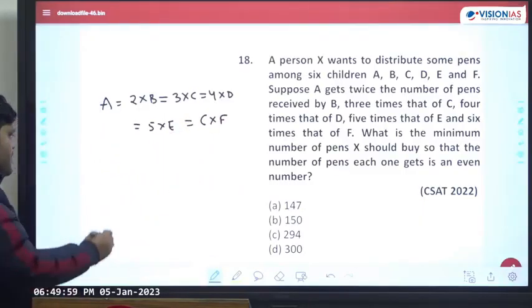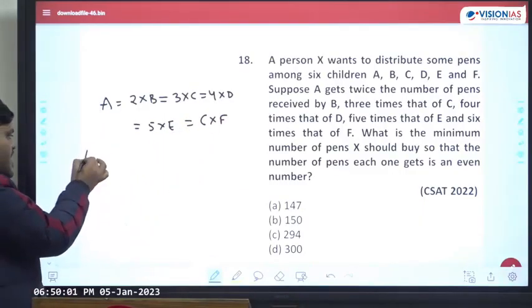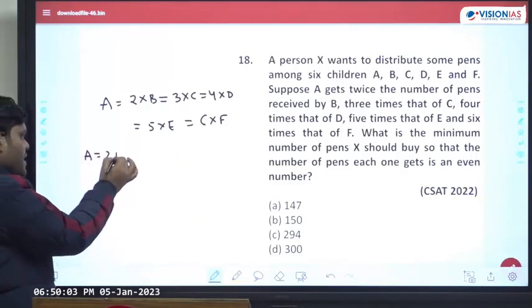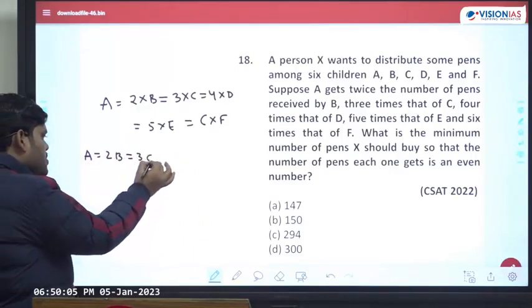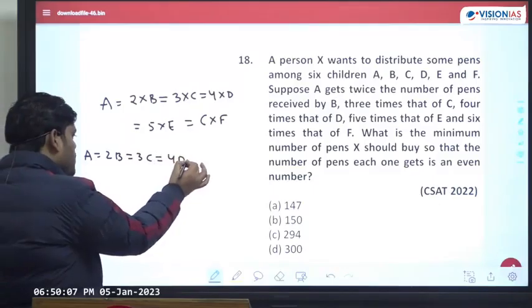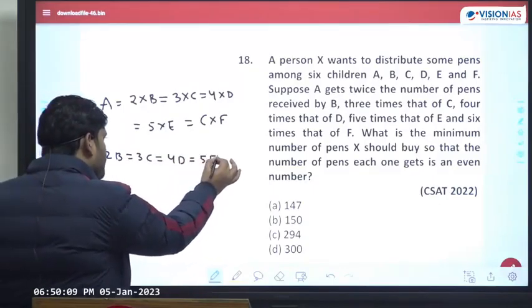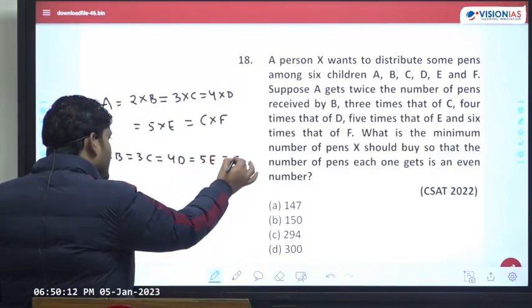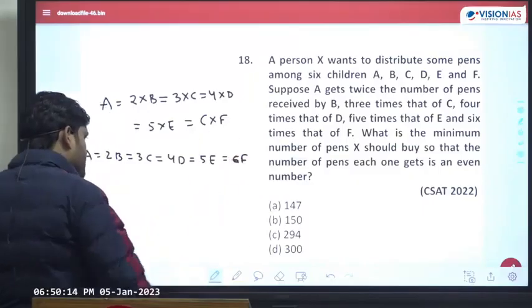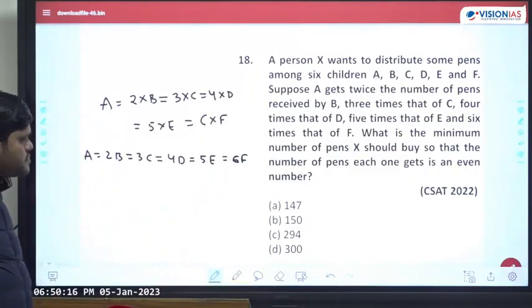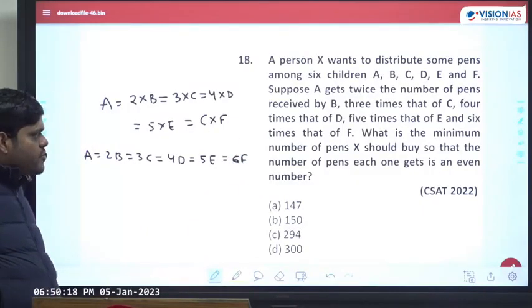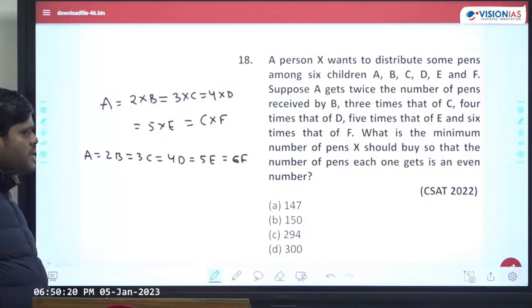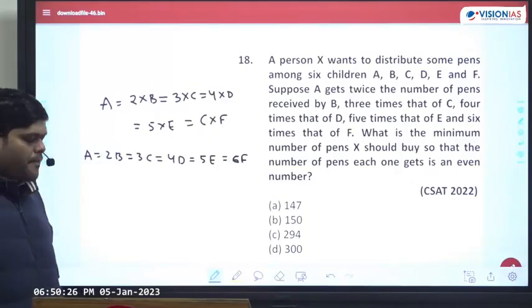So what we have is A equals 2B equals 3C, 4D, 5E, and 6F. This is what we have. Okay, now what is the question? What is the minimum number of pens X should buy so that the number of pens each one gets is an even number?